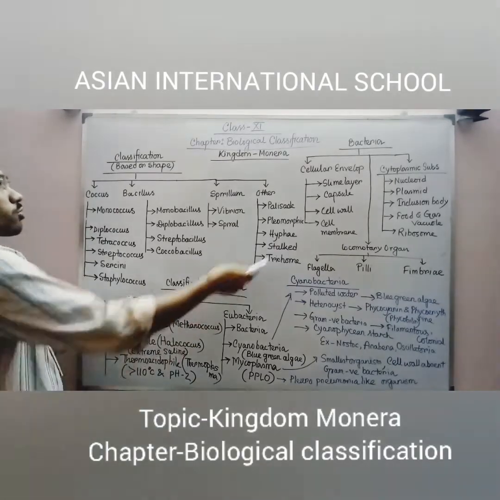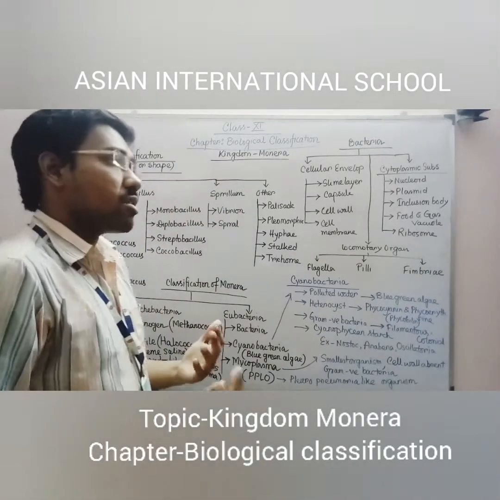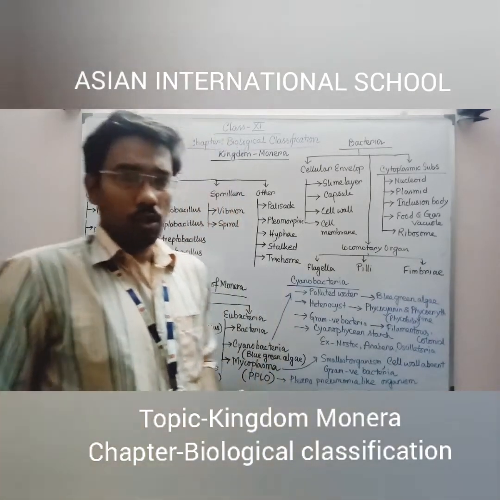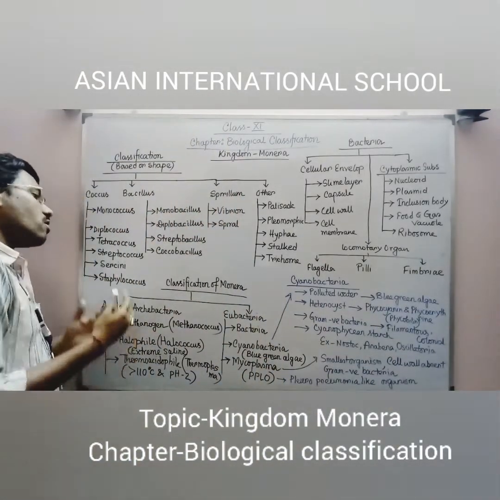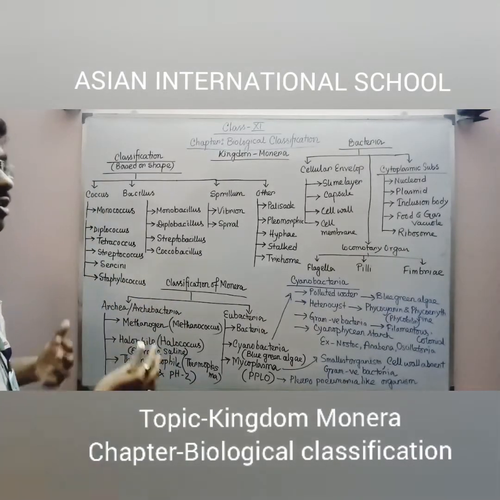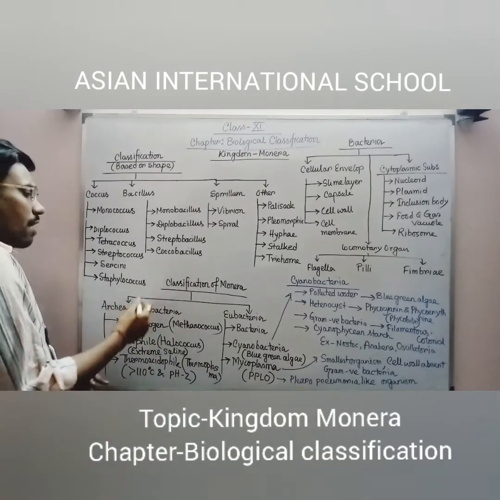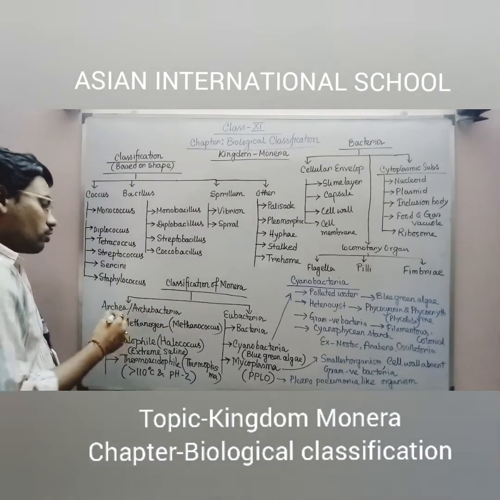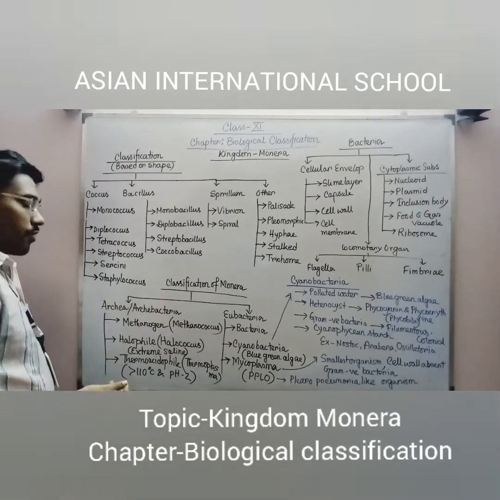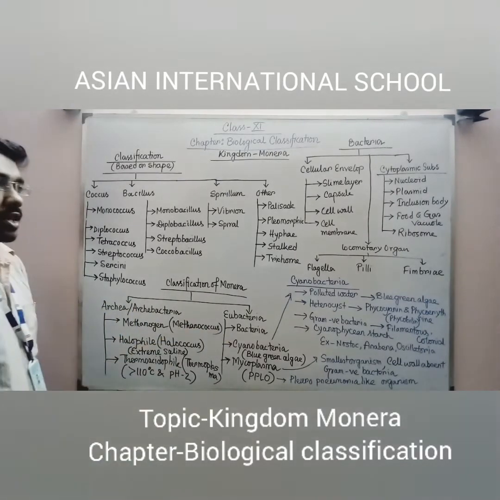So here I have just told you about the various shapes of the bacterial cell which can exist in this world. Now I am going to the classification of kingdom Monera based on their morphological features. First of all, we have classified the entire kingdom Monera into two different categories or classes. First one, that is Archaea or Archibacteria. Second one, that is the Eubacteria.